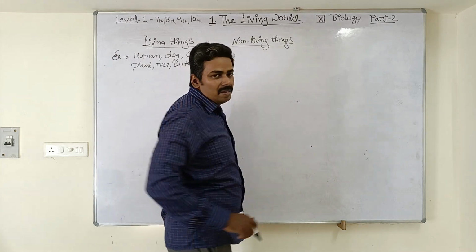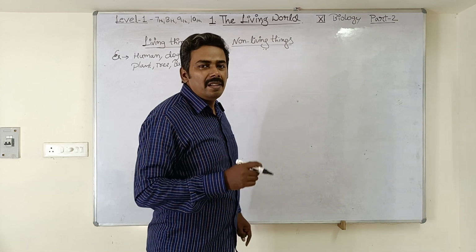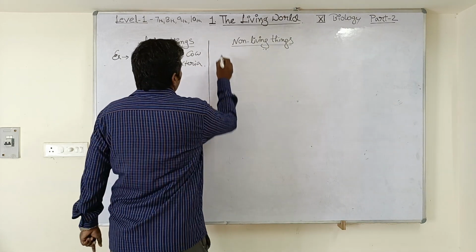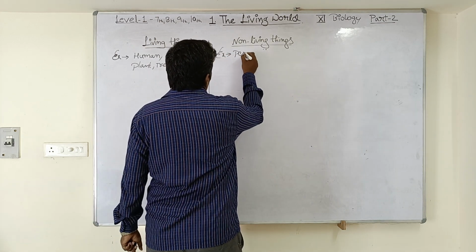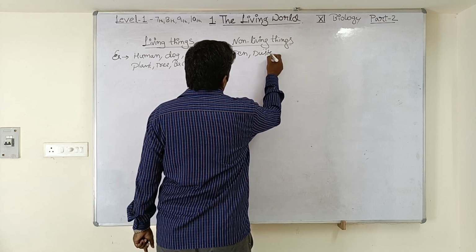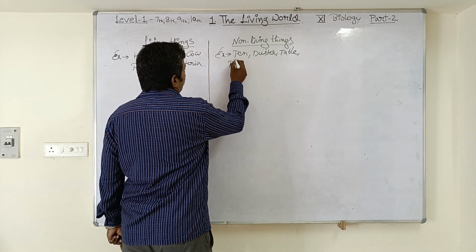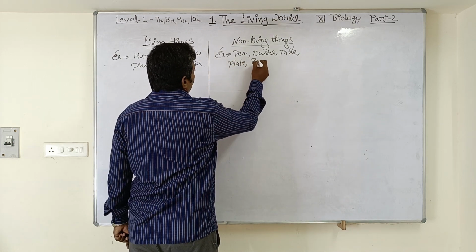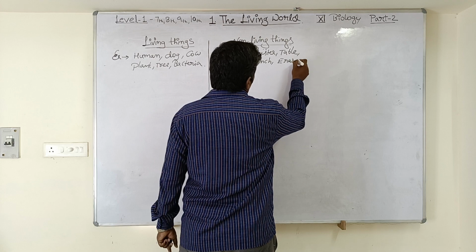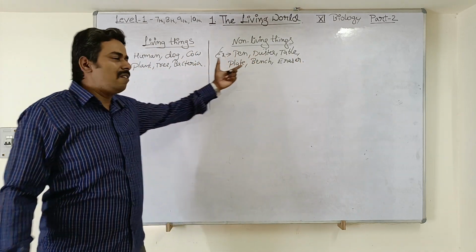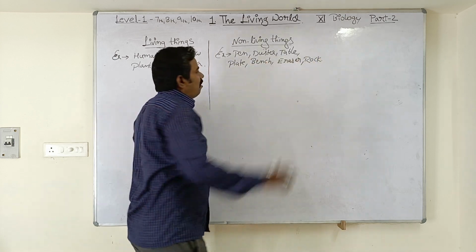So then, examples of non-living things. Come on students, tell me some examples of non-living things. Tell me in the comment box. Come on. Examples of non-living things. Non-living things: pen, duster, table. Next, plate, bench, eraser. So these are some examples of non-living things. Rock, isn't it? So these are different non-living things.